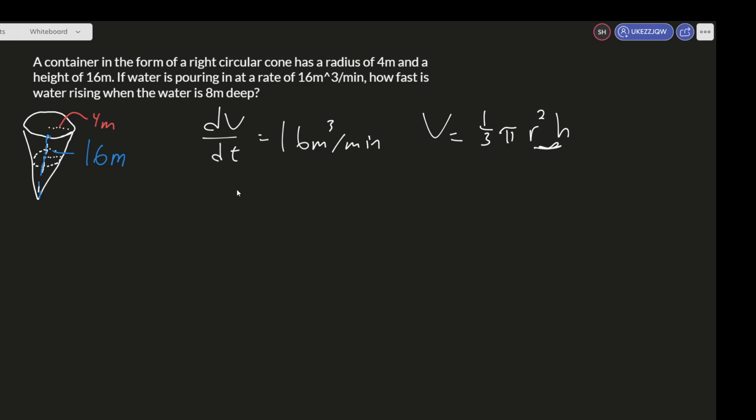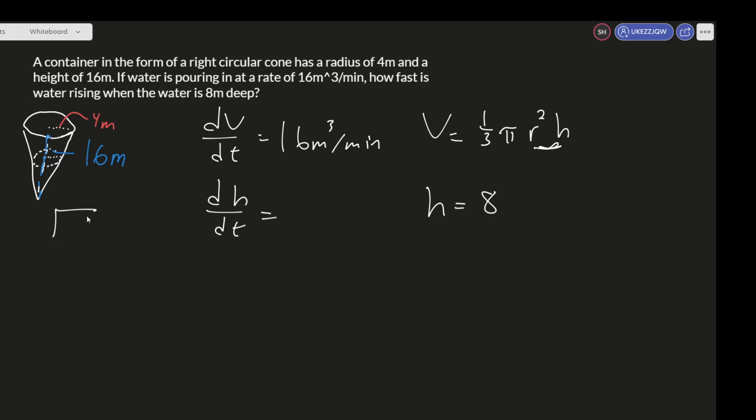We also have the height at the instantaneous time that we're looking for. The change of height, dh/dt, the height is h. We're looking for dh/dt, the change of height at that moment. Alright, so what's our relationship here?